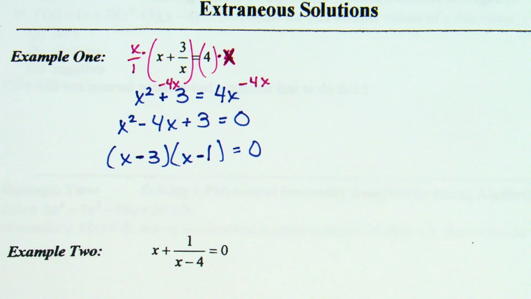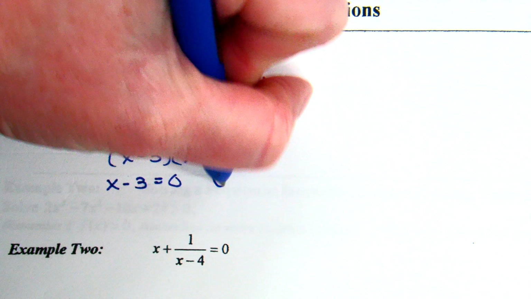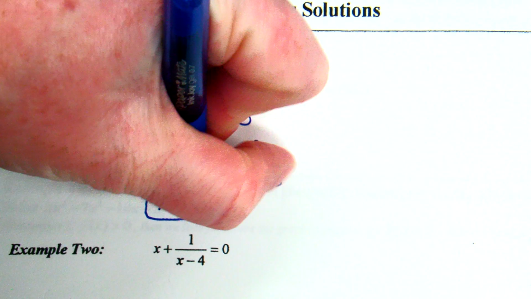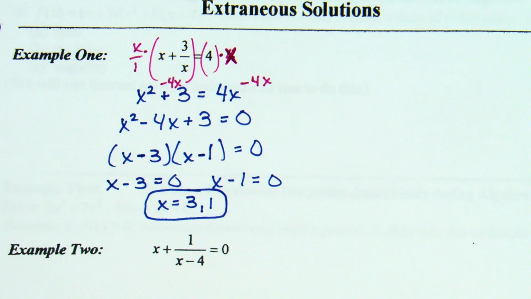Once you've got it factored, set each part equal to 0. So x minus 3 equals 0. x minus 1 equals 0. And we get solutions of x equals 3 and x equals 1.